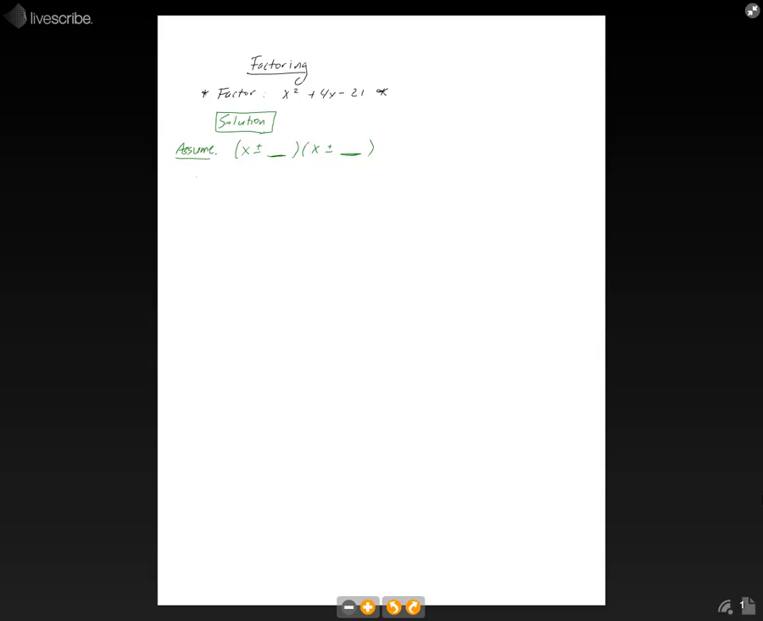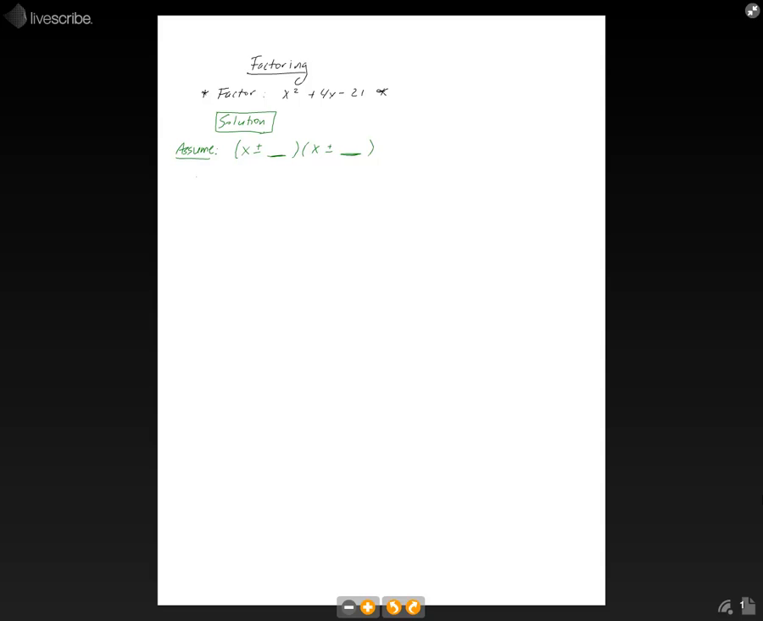Now, this is not always true, but it could be a good starting place. It is a good starting place. And then if it turns out not to work, then you can try other methods that we'll talk about in other problems. But for simple factoring, often this method works.